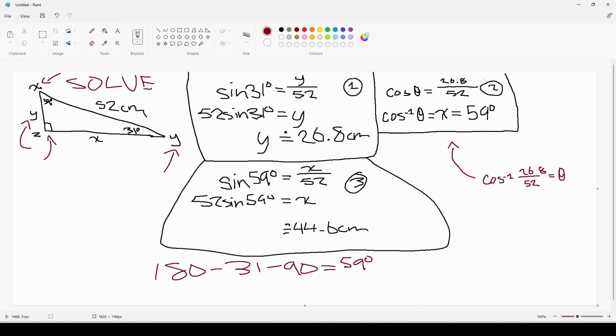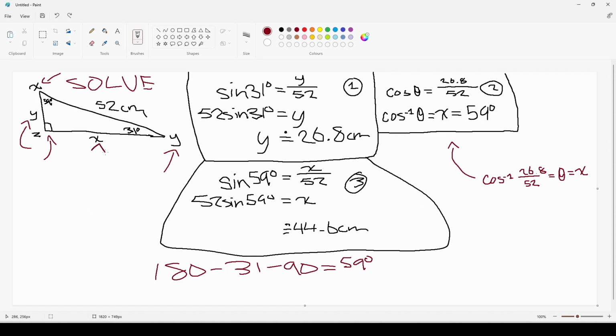But to solve it a little bit more trigonometrically, we can look at the cosine, or the inverse cosine rather, of theta, which is the same as our x here. So we can just try to find the inverse cosine of 26.8 over 52. We are using the inverse because we are looking for an angle and not a side length, which gives us the same value of 59.